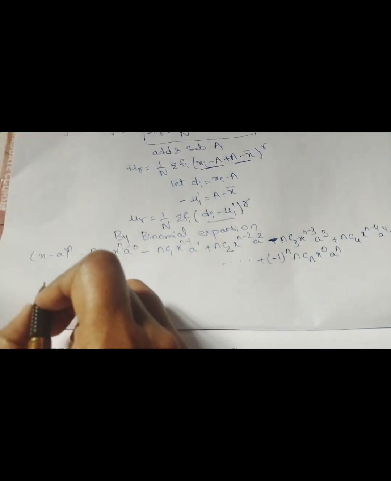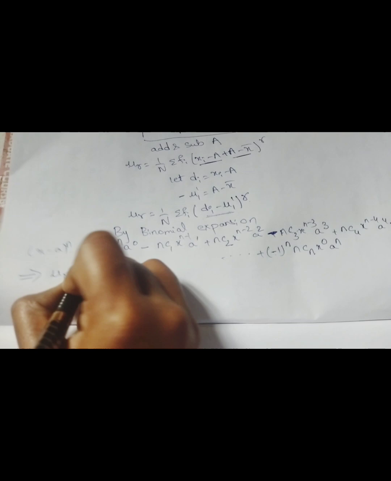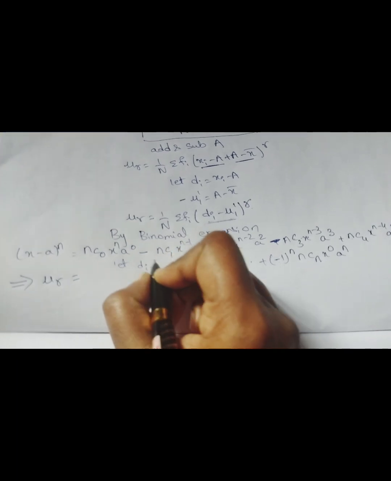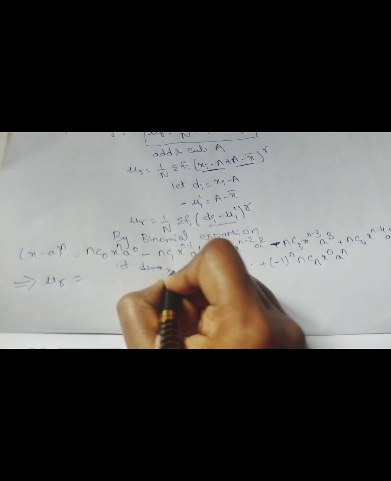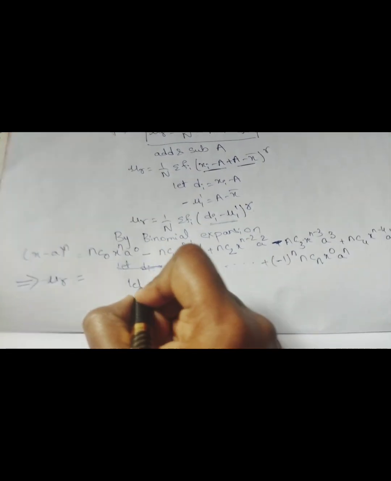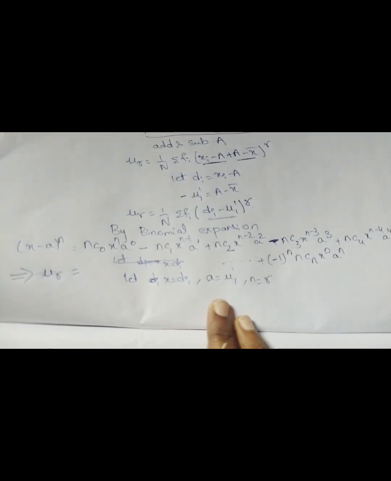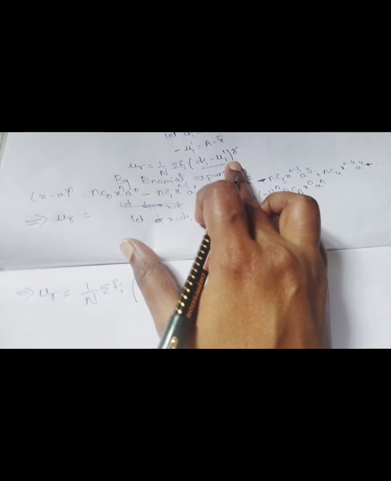Now by using this formula, the above formula changes to what? Let us see that. So mu r equal to 1 by N, and you can write here: let x equal to di, a equal to mu 1 dash, n equal to r. So you can substitute in this formula. Now mu r equal to 1 by N summation fi is common. After that the bracket starts: bracket (d minus mu 1 dash) whole power r.